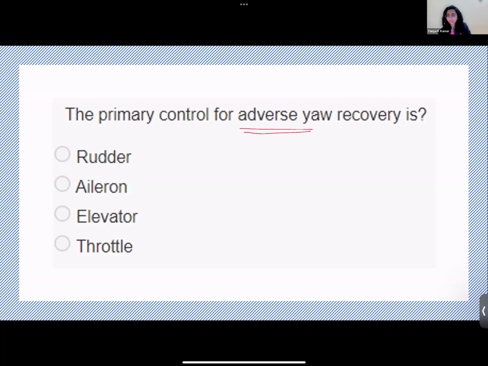So you're right. The reason is right. When we roll, we get a yaw motion due to different lift on the wing. Correct. So that is adverse yaw. I think I have a video that will maybe clear this. So what is the primary control for adverse yaw recovery? So when you roll right, you also want to yaw right. So what is the primary control for that? Rudder, correct.